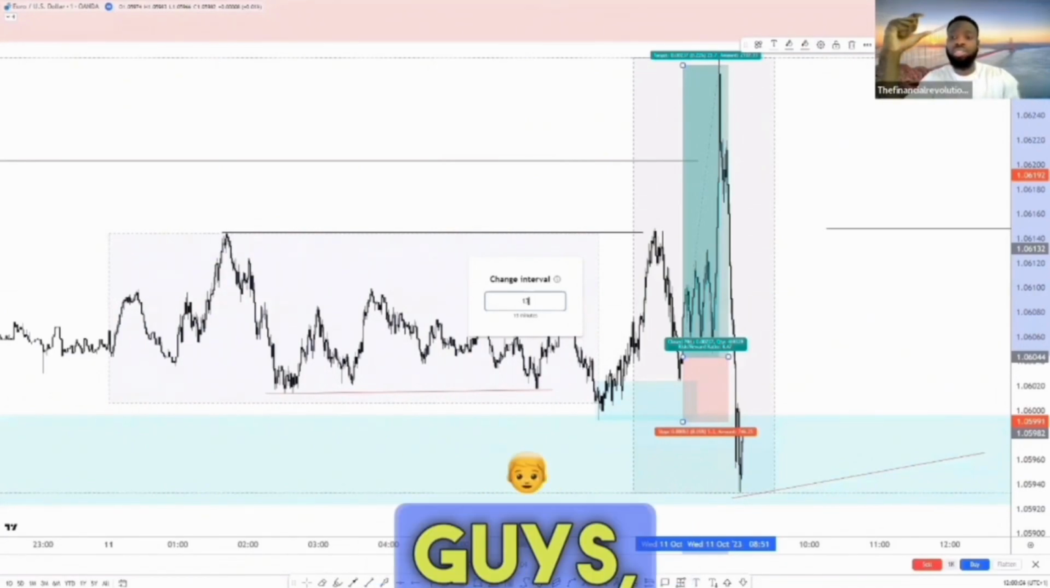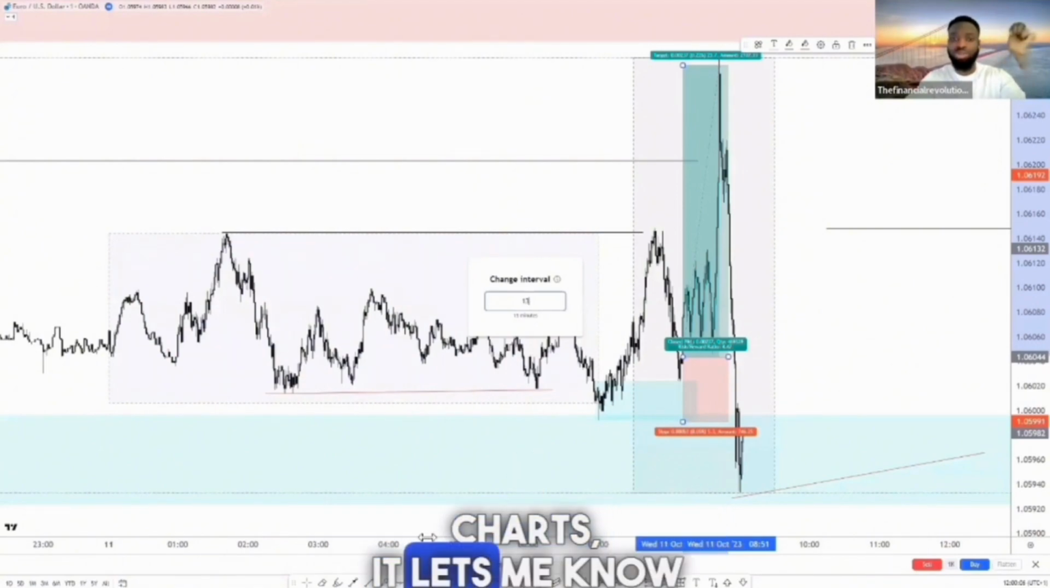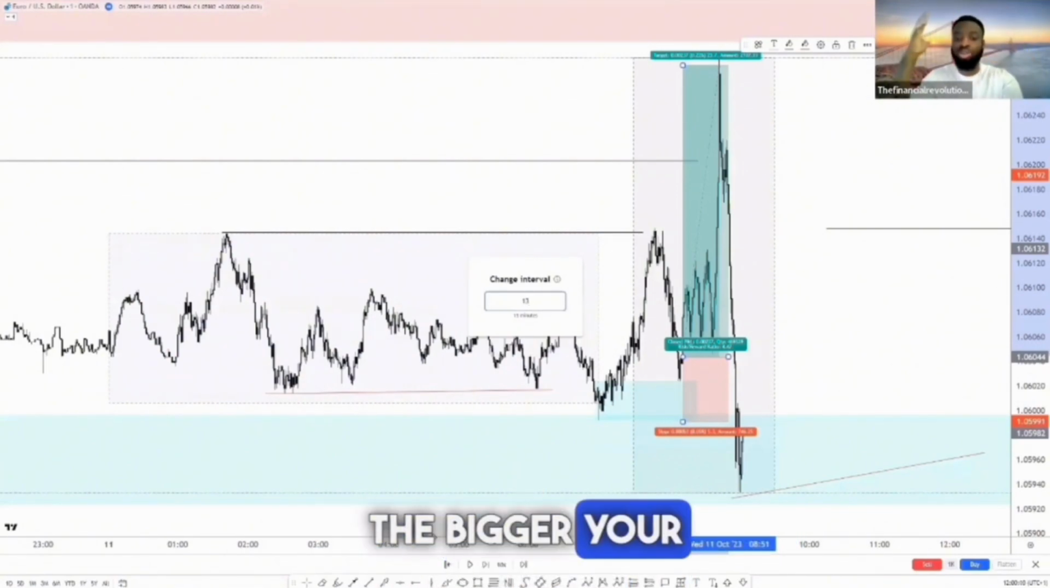The smaller your stop loss, guys, it is, for me personally, like people's charts, it lets me know how much understanding you have. The bigger your stop loss, the more ambiguous it is, the less you know, the more you need to go in.